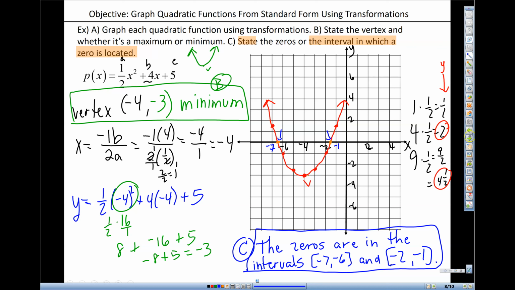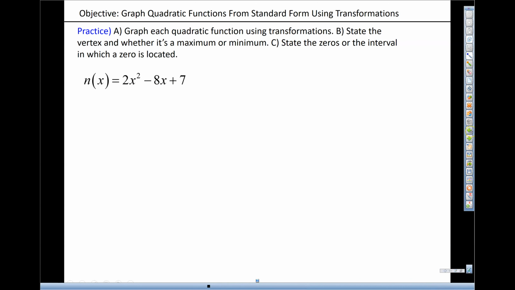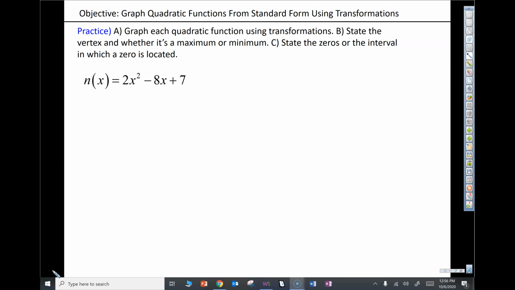All right. Here's a practice problem for you to try, again on your guided notes or your binder paper. Okay, let's take a look at what we should have.